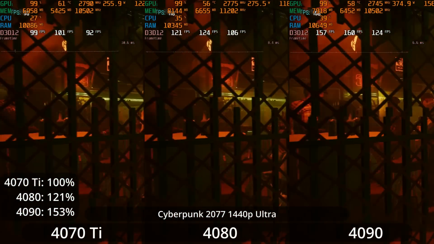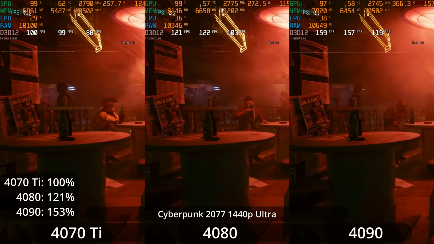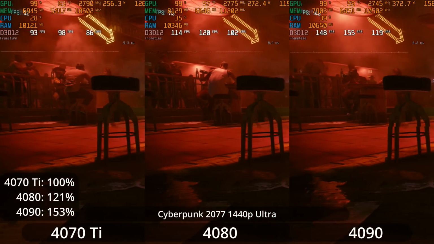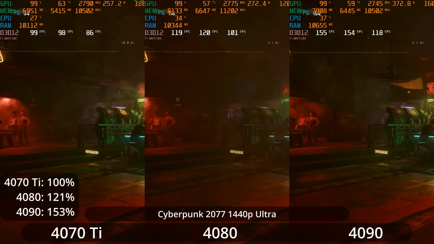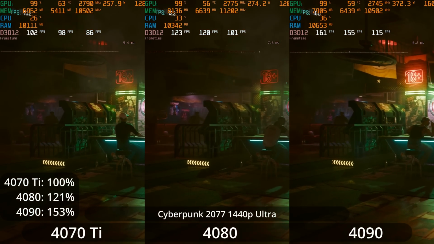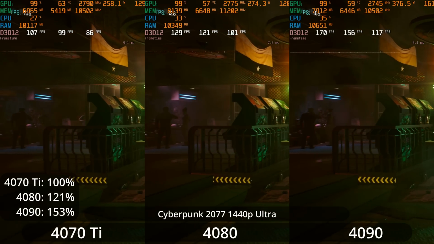Now, in Cyberpunk 2077, this is a very demanding game, although it came out about 2 years ago. And at 1440p Ultra settings, all of these GPUs are delivering a pretty high refresh rate experience.